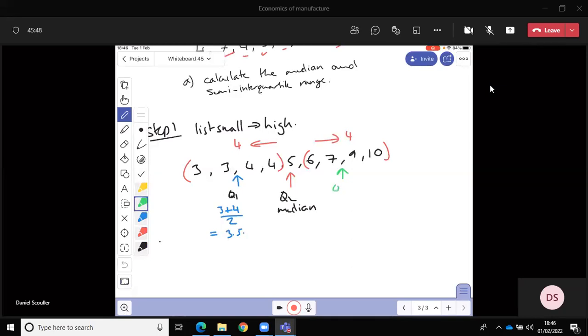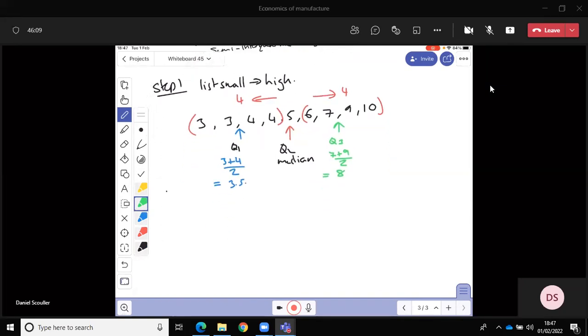Q3, on the other hand, is that number in there. So it's in between that 7 and 9. Again, we can just do 7 plus 9 over 2 to give us that answer. It's 8, obviously. 16 over 2 is 8. So Q3 is 8. So that's us got our data to allow us to answer that question. It's asking the median. That's just 5. Remember to put the units.